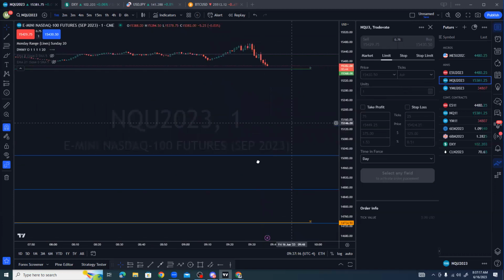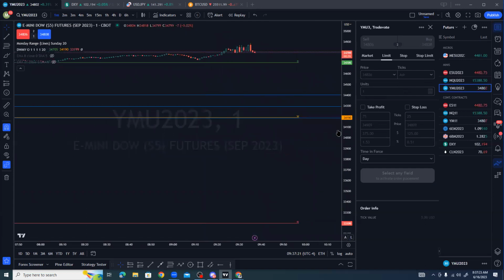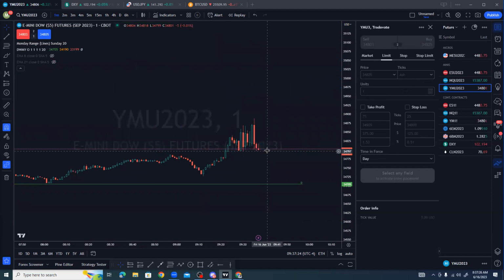Yeah, NQ's falling too. Dow kind of holding just now, breaking below that. There's that drop on the Dow too.